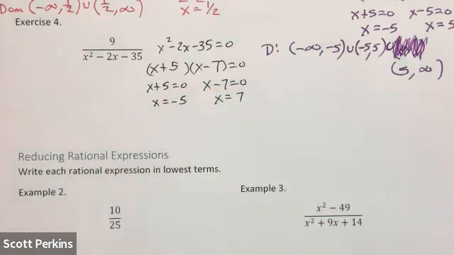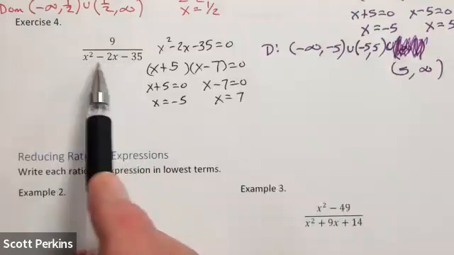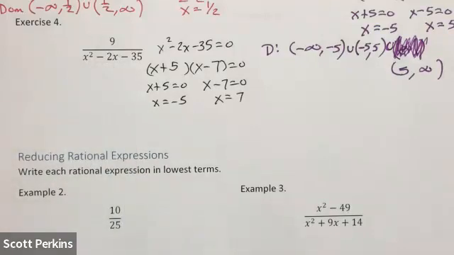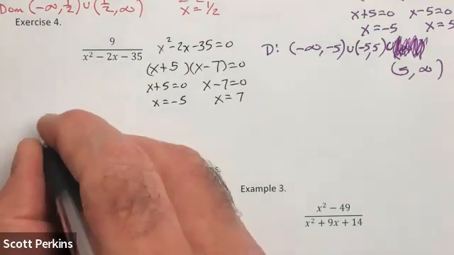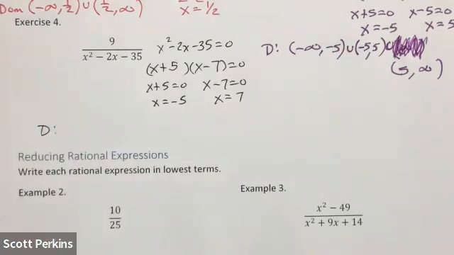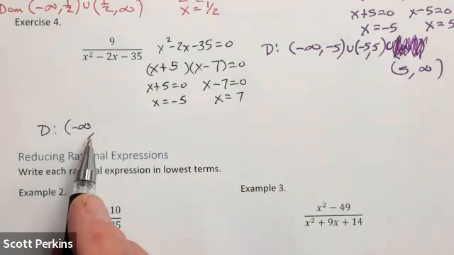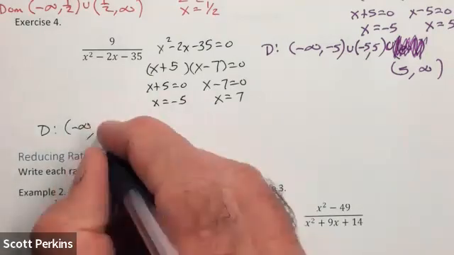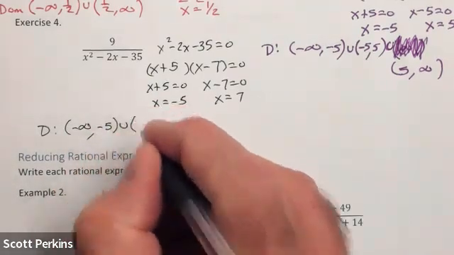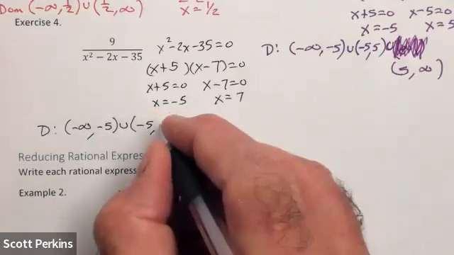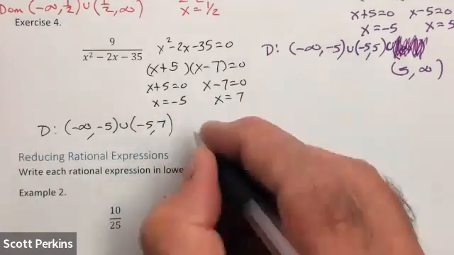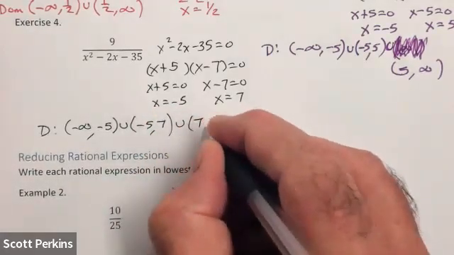Those are the 2 values I have to skip, because if you had the time to plug them back in, they will give you 0 in the denominator. Can't divide by 0. So my domain, here we go. We're starting at negative infinity. And what's the first value that I have to hop over? Negative 5. Yep. And then the next one is 7. Got to skip over. And then there's no others.